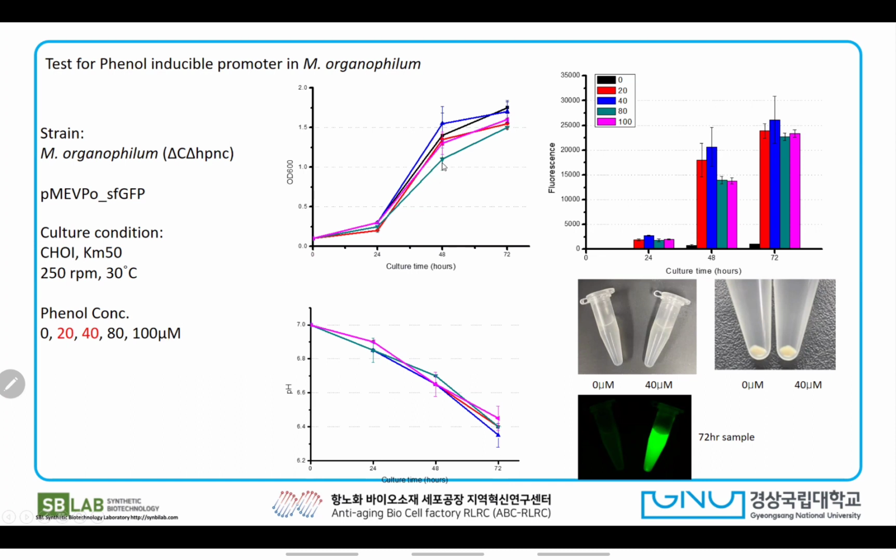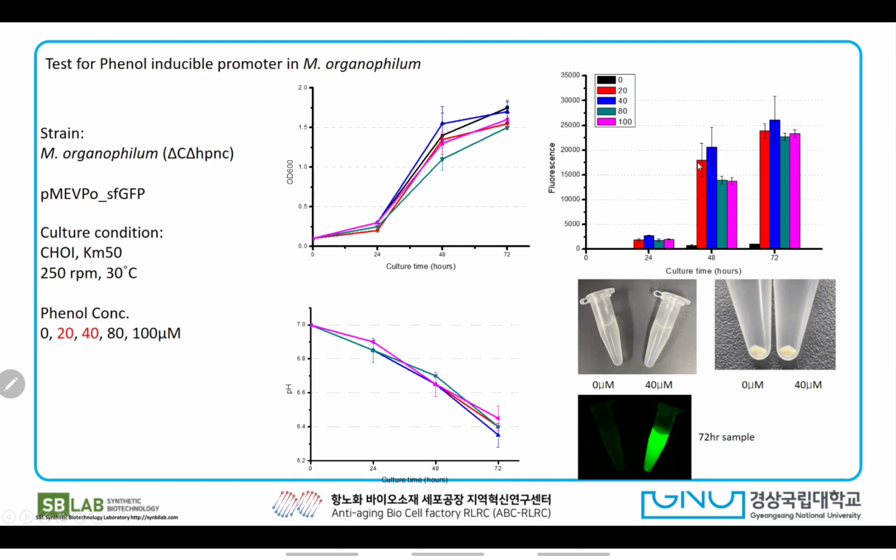And at around 80, it shows a little bit lower growth, but at 100, it was okay. So maybe this was not because of toxicity but some other reasons. However, the pH drop and everything showed no significant difference. But when we see the fluorescence expression of SFGFP at 24 hours, there was not much fluorescence, because the cells were still in the lag phase. But after 24 hours, when they started to grow, at 48 hours the expression of SFGFP increased.